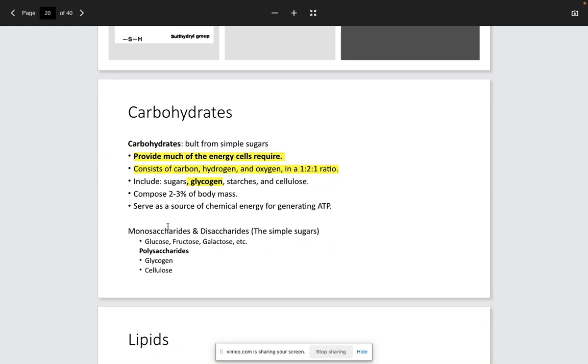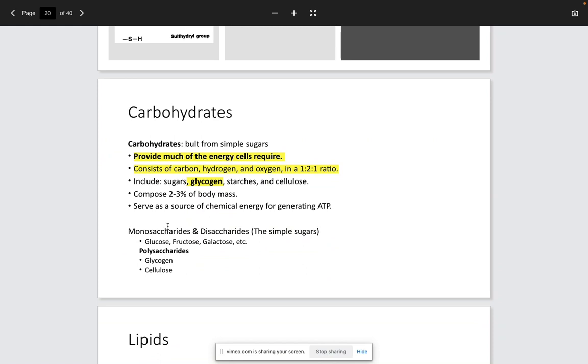They're built from simple sugars, so you have something called monosaccharides, meaning one sugar. Saccharide just means sugar. And then disaccharides, two sugars. What is unique about these carbohydrates is the way they are assembled. This is always an examination question, talking about the ratio of carbon, hydrogen, and oxygen. They are in a 1 to 2 to 1 ratio.